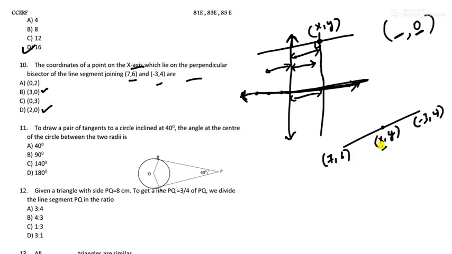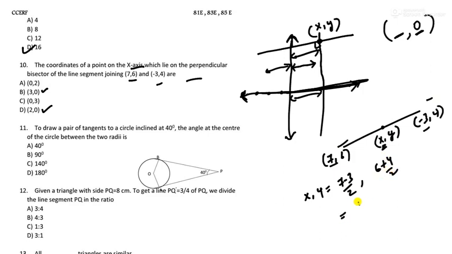But to confirm whether it is 3 or 2, we have to find the midpoint of these two. So what is the midpoint formula? It is the addition of x1 plus x2 by 2, comma, y1 plus y2 by 2. So 7 minus 3 by 2 comma 6 plus 4 by 2.